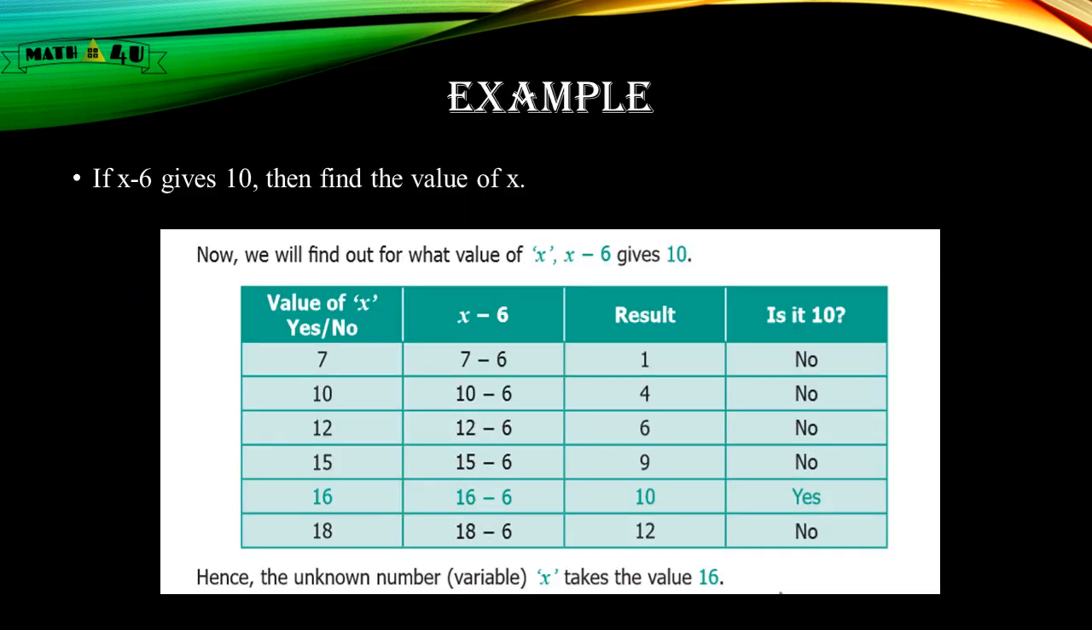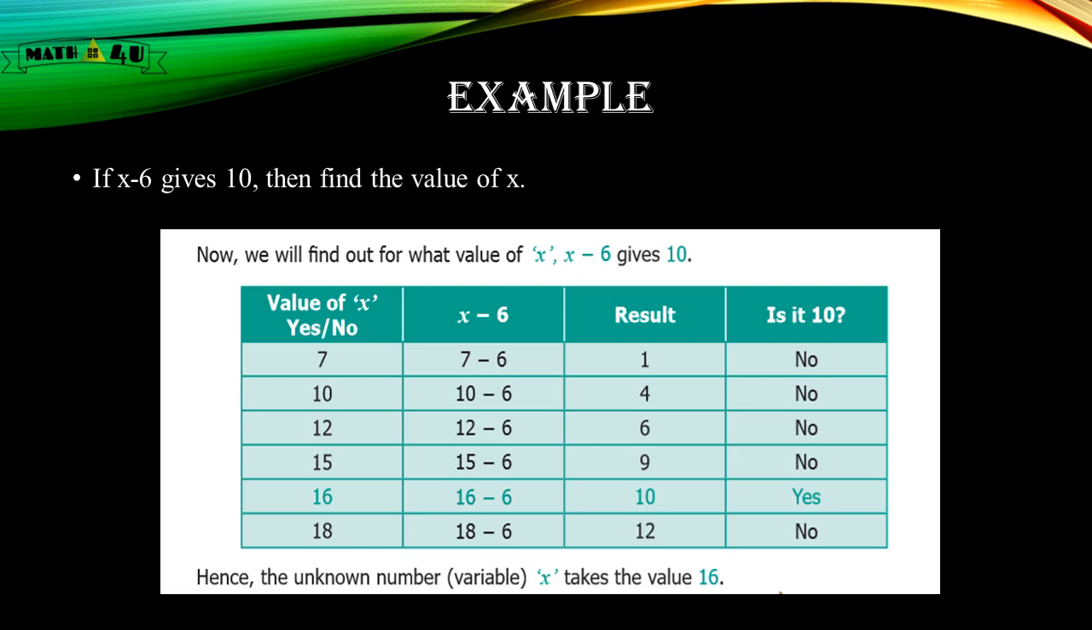Let us see an example. If x minus 6 gives 10, then find the value of x. Here we are going to find the value of the unknown variable x. For this, let us put a tabular column. The first one, we are going to substitute any value for x randomly. The next column will be x minus 6. The third column will be result. And the fourth one, we are going to check whether we get the answer 10 or not.